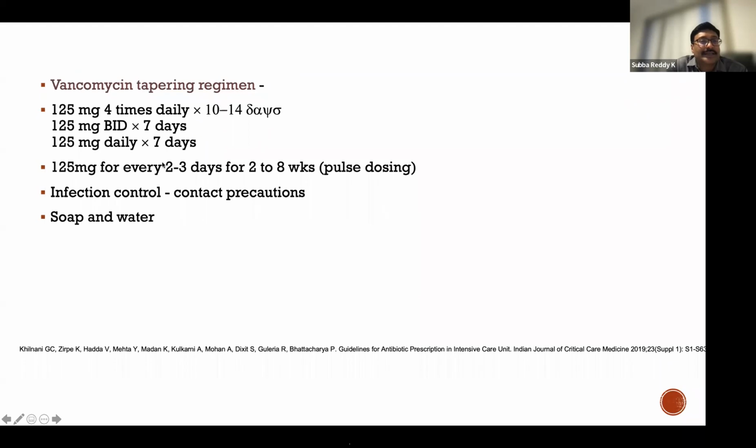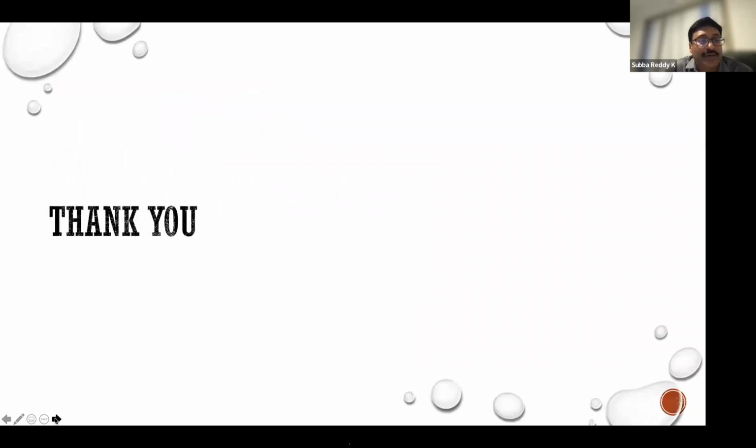So the dosage is 125 milligrams 4 times daily for the first 10 days, then for 7 days you have to give it twice, then once daily. And then we have to clean the hands with soap and water. Now you cannot use the regular alcohol hand disinfectants as infection control. We have to take contact precautions. We have to prevent the spread of C. difficile infection in the neuro-intensive care unit.